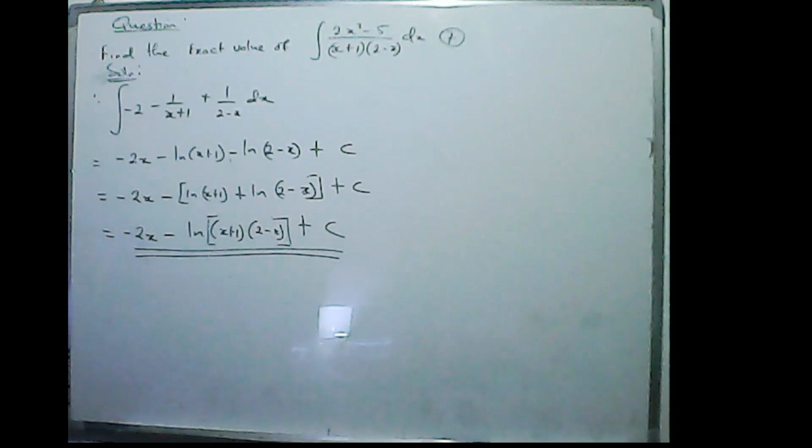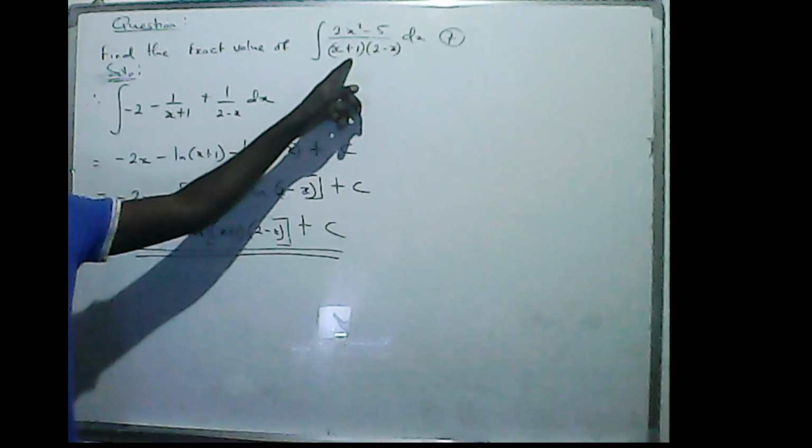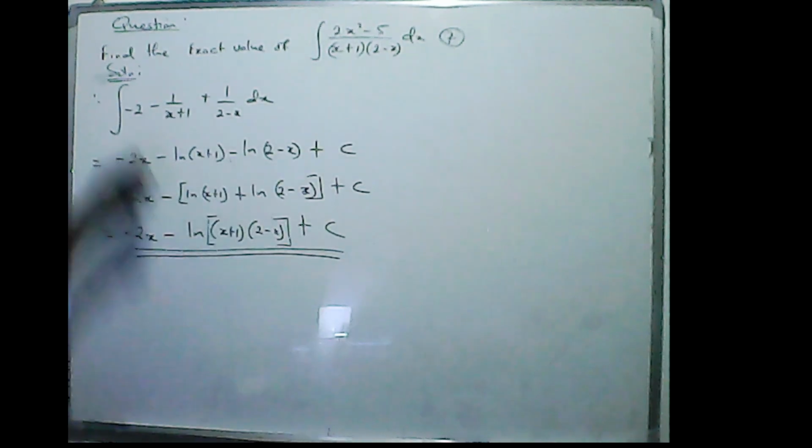So this is how we integrate by partial fractions. We have to express this function as a sum in partial fractions, then we integrate the resulting equation. If we have limits, we just substitute the upper limit first, then the lower limit, and you subtract the results. Thank you.